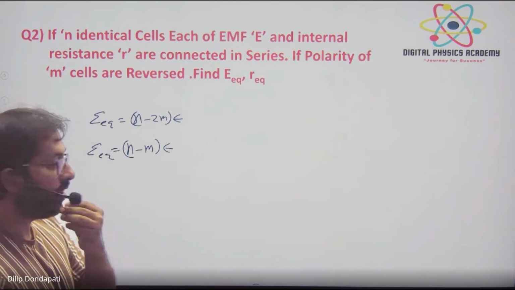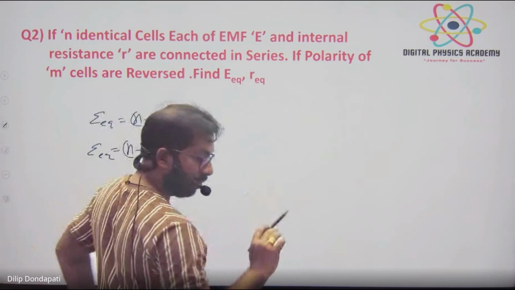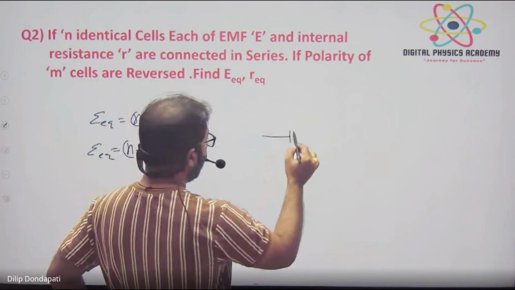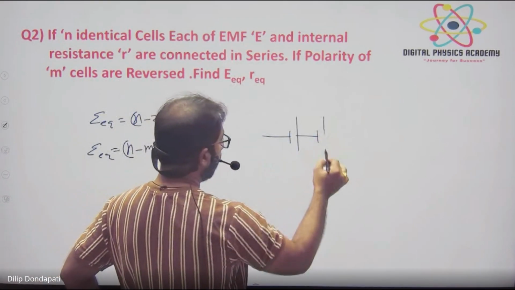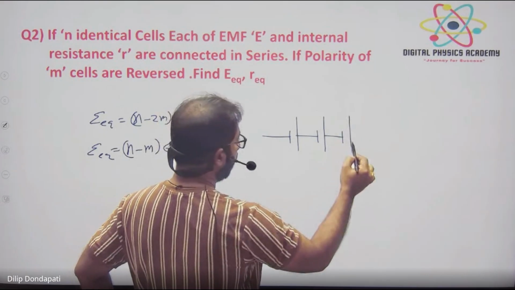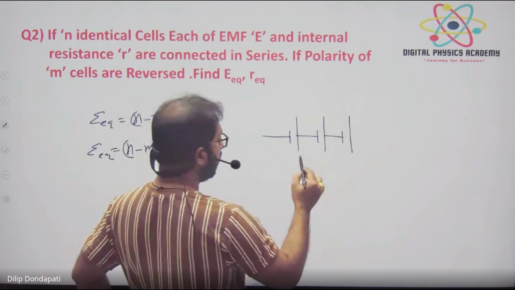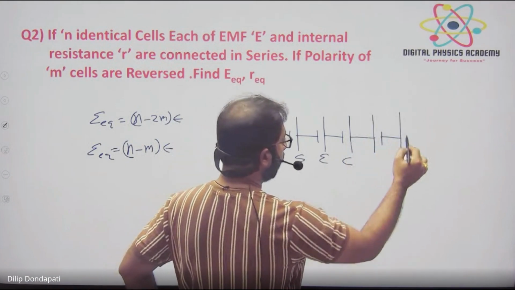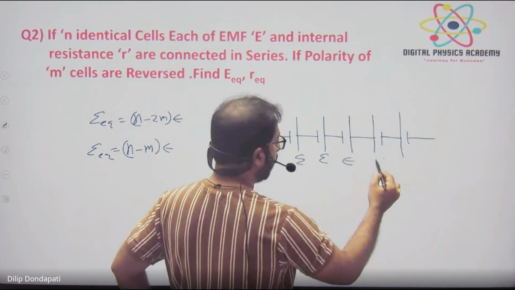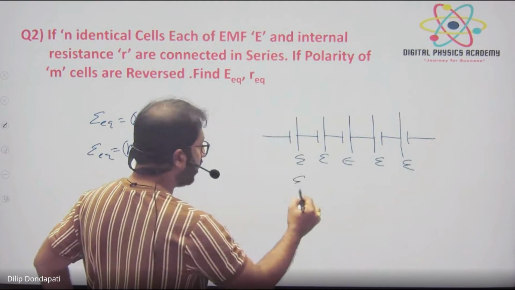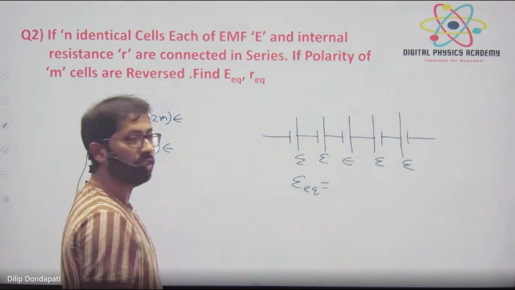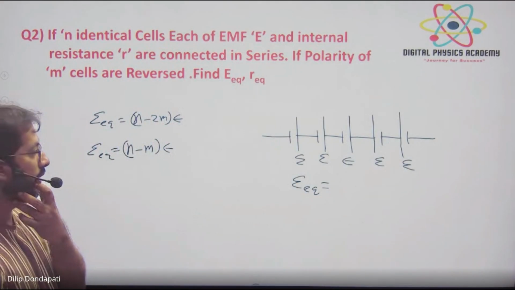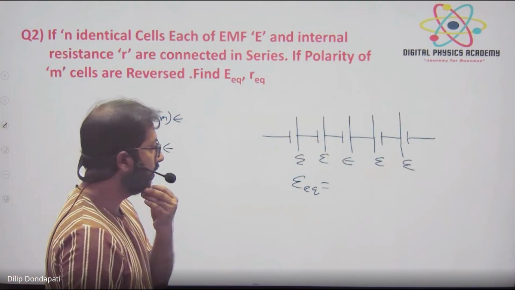Okay, you see this one, I'll tell you. Suppose you have 5 cells. In that, 3 are of the same polarity and 2 are reverse polarity. Tell me, how much will E equivalent be for this? Shivangi, tell me. E equivalent is how much?